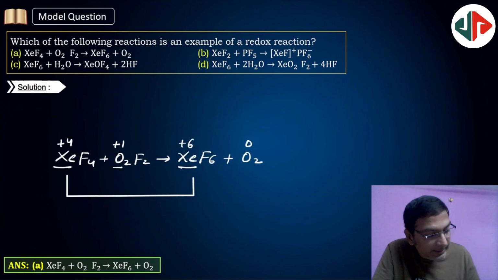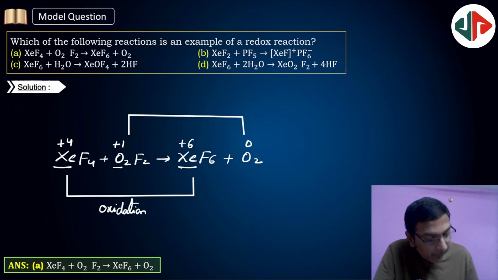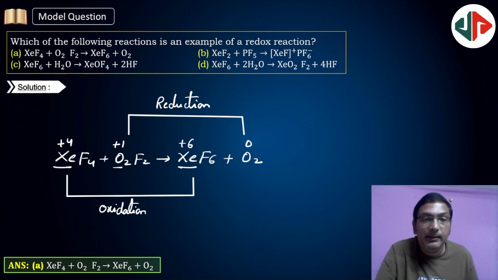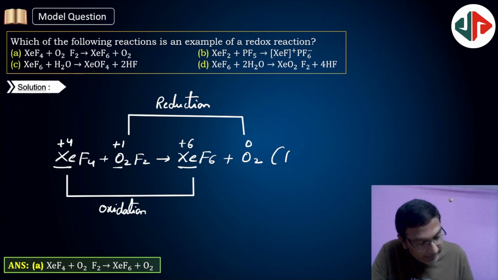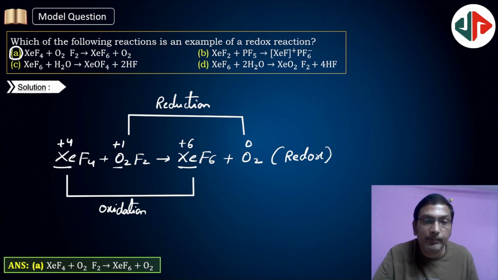So plus 4 to plus 6 is oxidation, an increase in oxidation state. And plus 1 to 0 is a decrease in oxidation state, reduction. So both are taking place in the same reaction. Therefore, this is a redox reaction. Option A. Xenon undergoes oxidation and oxygen undergoes reduction.